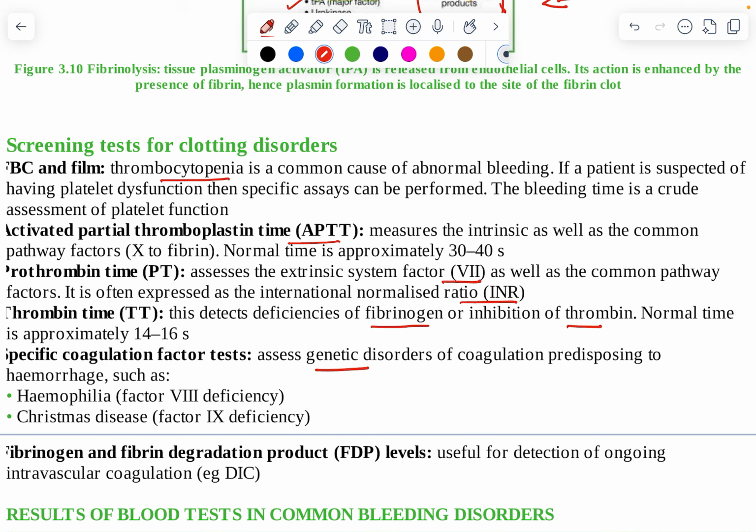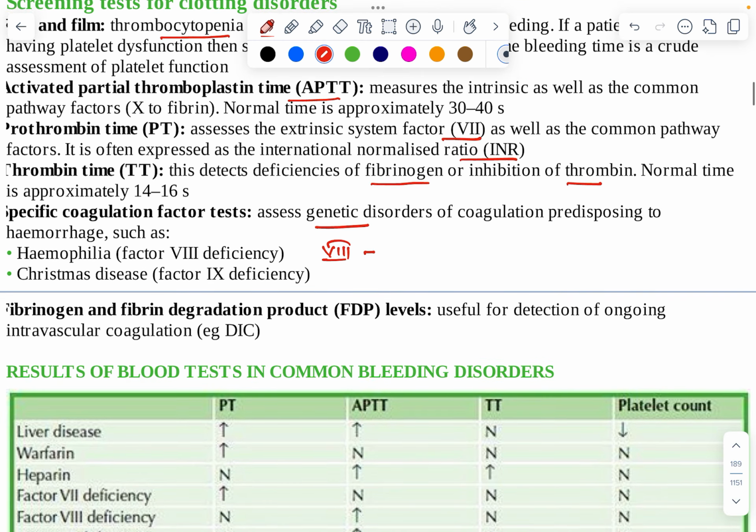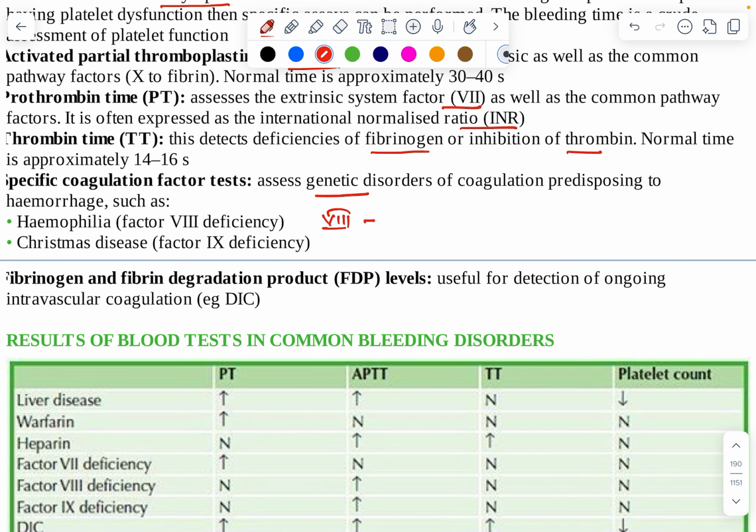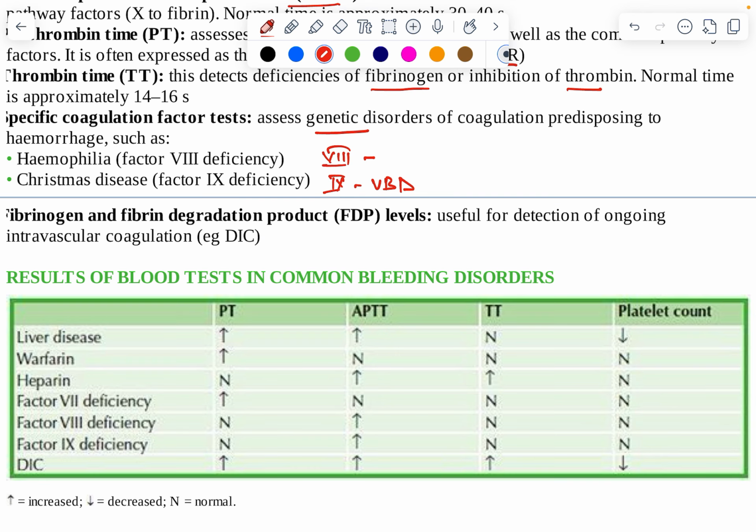Specific coagulation tests are used for genetic disorders. For that, you measure factor VIII, for hemophilia. So these are the screening tests for hemophilia, factor VIII deficiency, also called hemophilia A, and factor IX deficiency. Then von Willebrand disease. Fibrinogen and fibrin degradation products are useful for detection of ongoing intravascular coagulation.